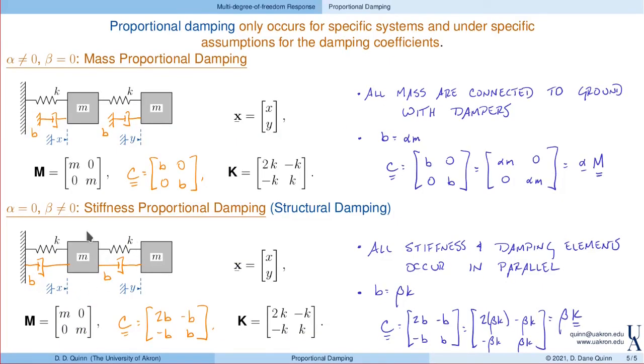Structural damping is a very common occurrence for mechanical systems. Oftentimes material has both stiffness and damping properties. And over the structure, they may occur in parallel with constant ratio. So proportional damping is a really convenient way of introducing dissipation into multi-degree of freedom systems. It has some nice physical interpretations, and just as important, it allows us to use the undamped eigenvalue problem in order to decouple and solve for the response of the system.